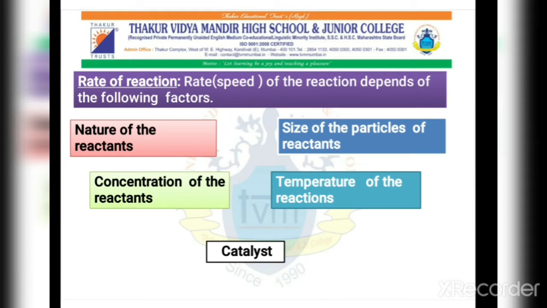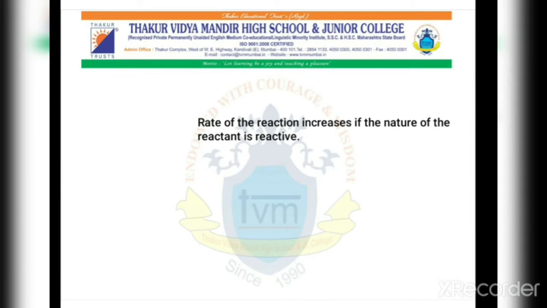That means these factors can either increase the rate of the reaction or decrease the rate of the reaction. These five factors are nature, size, concentration, temperature, and catalyst. Let us see all these five factors one by one with the help of certain examples. Starting with the first one, that is nature of the reactant.